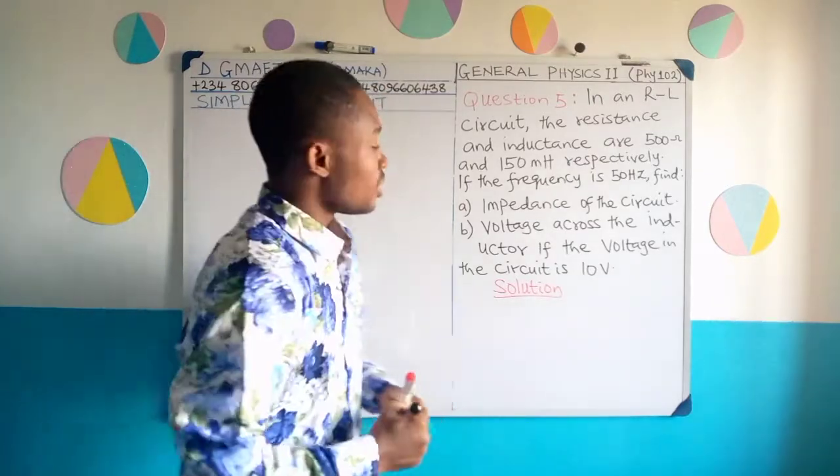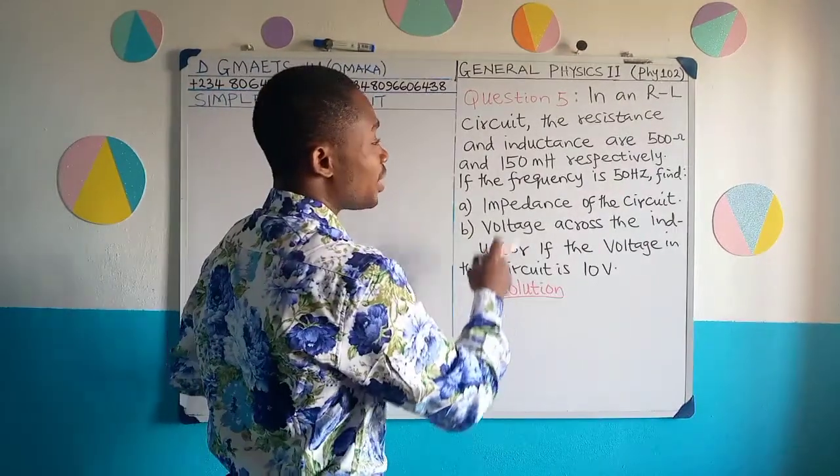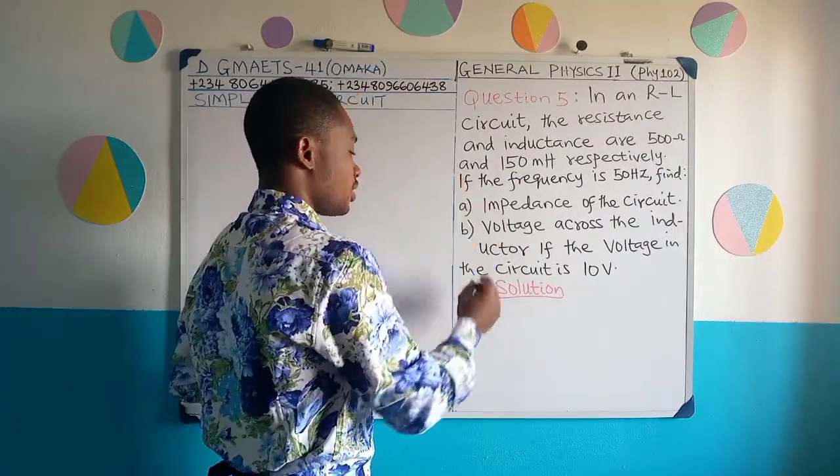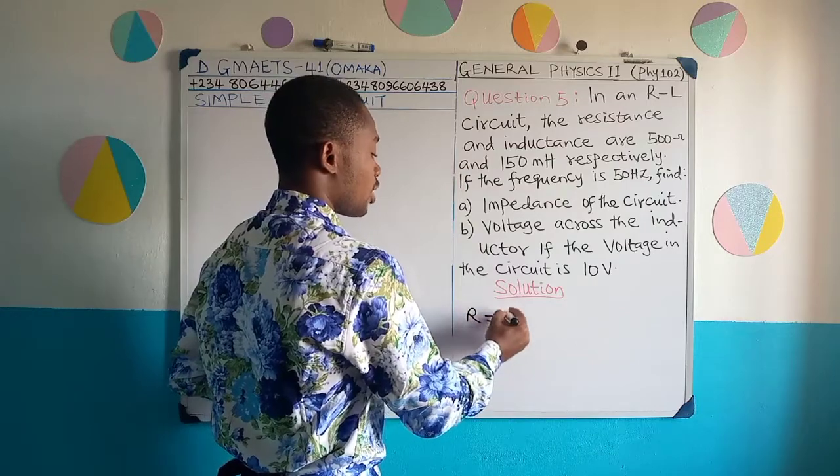Alright, so this AC circuit is a resistance-inductance circuit. Is that okay? So in the first part, we're asked to find the impedance. From the question, we know the resistance value. So let's bring out what we know.